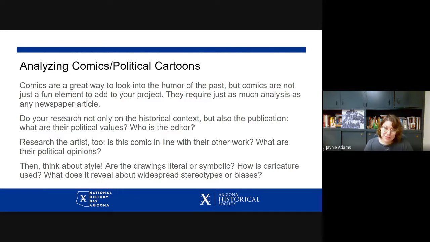And then you want to think about style, right? Are the drawings literal or are they symbolic? How is caricature used? What does that caricature or that symbology reveal about widespread stereotypes or biases of the time?